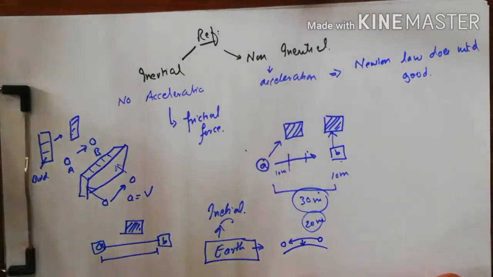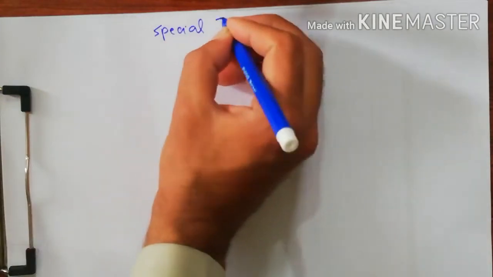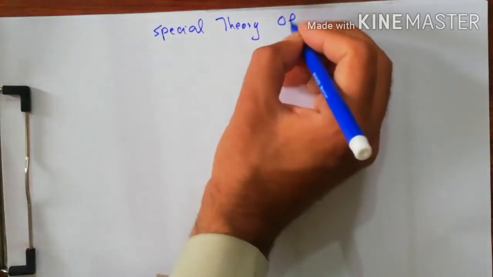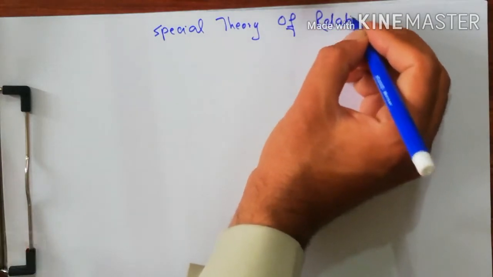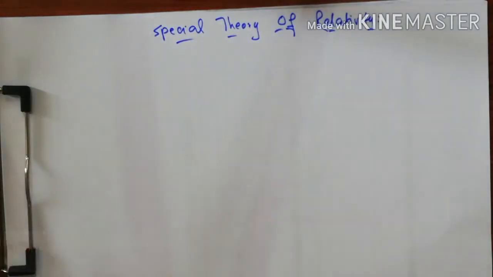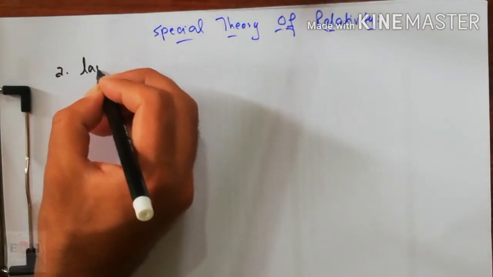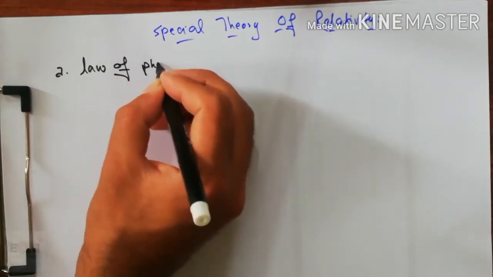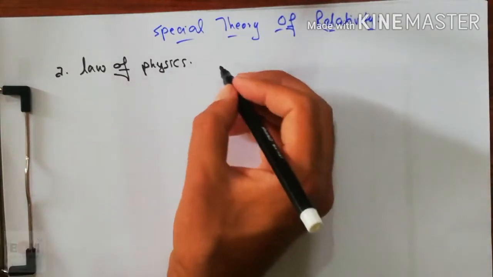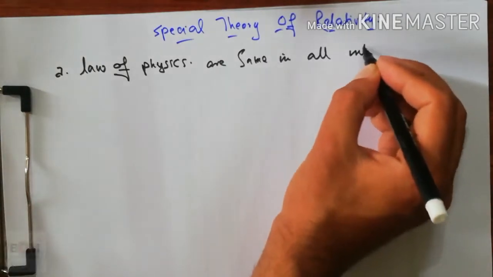The next is special theory of relativity. This theory states that the first statement is that all the laws of physics, the laws of physics, are the same in all inertial frames.